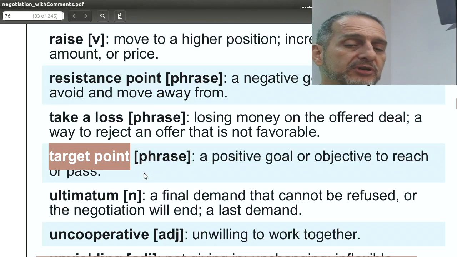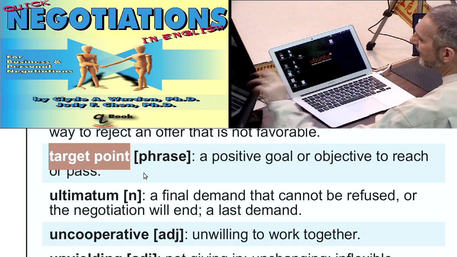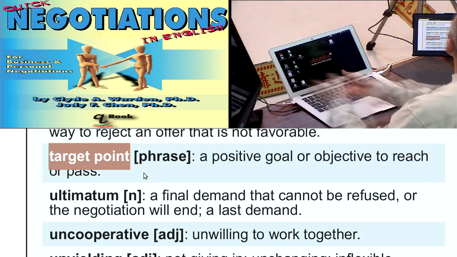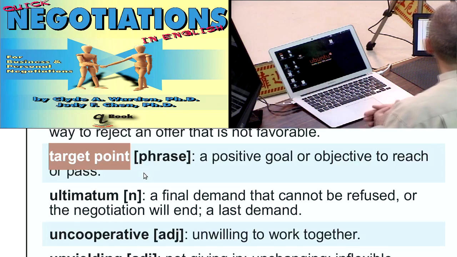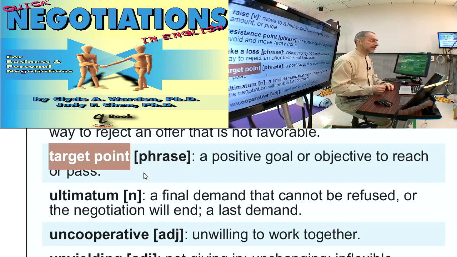Target point. Now, target point is kind of related to this resistance point. Resistance point being beyond that, the deal is off, you're not going to do it. The target point is what you would like to get. So this is your goal, the best situation, the best outcome possible. And again, I just want to emphasize, that is your secret information. Never let that information out. You don't want the other side to know your target and your resistance. Because you want to get this and you cannot go below that. You don't want to tell them that because you want to get the best you can.